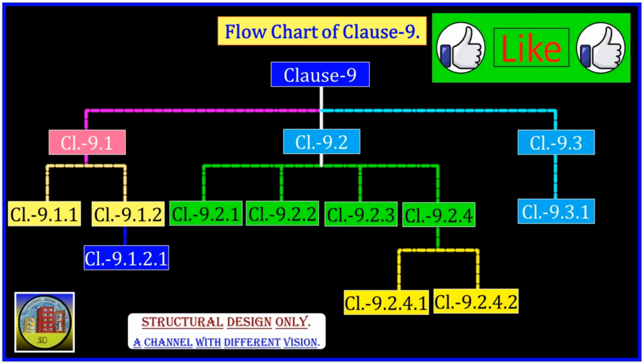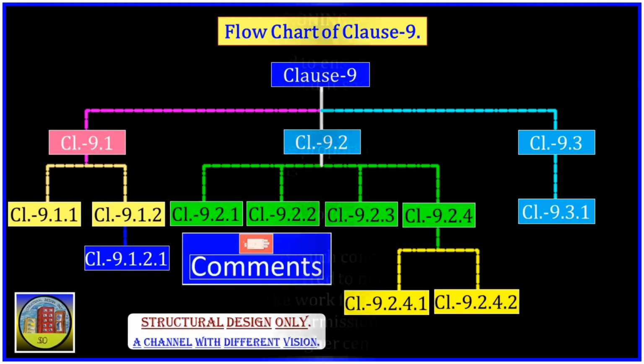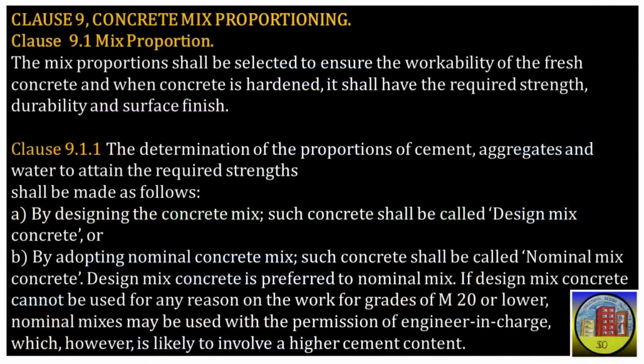Now, let's get back to Clause 9 and see how it guides us in achieving those goals. As we saw in the flowchart on the previous slide, Clause 9 of IS-456-2000 guides us through achieving the desired concrete properties. But let's zoom in on Clause 9.1.1, which specifically deals with the methods for determining the proportions of cement, aggregates, and water. These methods are categorized as design mix concrete and nominal mix concrete. We'll explore these methods in more detail throughout the lecture.